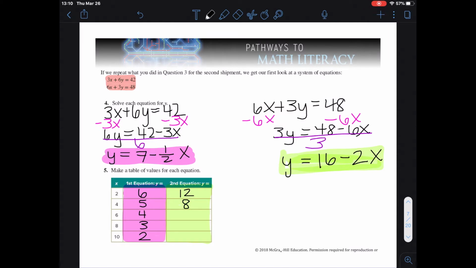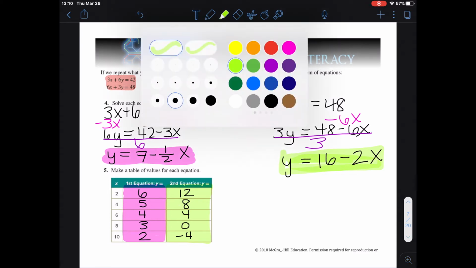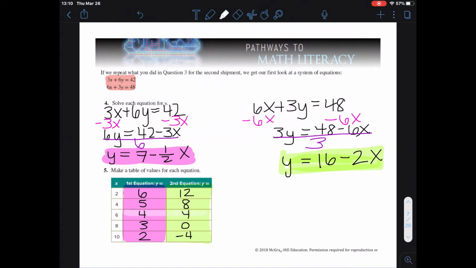Plug in 6 is 16 minus 12, so 4. Then you would get 0. And then finally, if you plug in 10, you get negative 4. So one thing you can notice, again, I need a solution that satisfies both of these. If I look right here, when x is 6, both of the y values are 4.